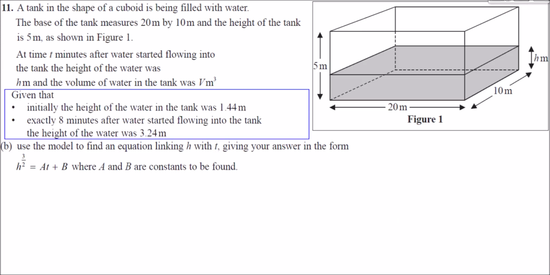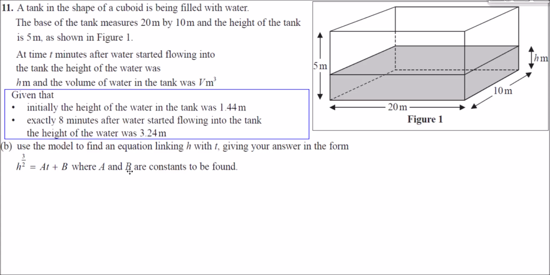Now for part B. In part B, we're now told that initially the height of water in the tank was 1.44 meters, and we're told that exactly 8 minutes after water started flowing into the tank, the height of the water was 3.24 meters. Now we need to use that information to link h with t, giving the answer in this particular form here, where a and b are constants to be found.